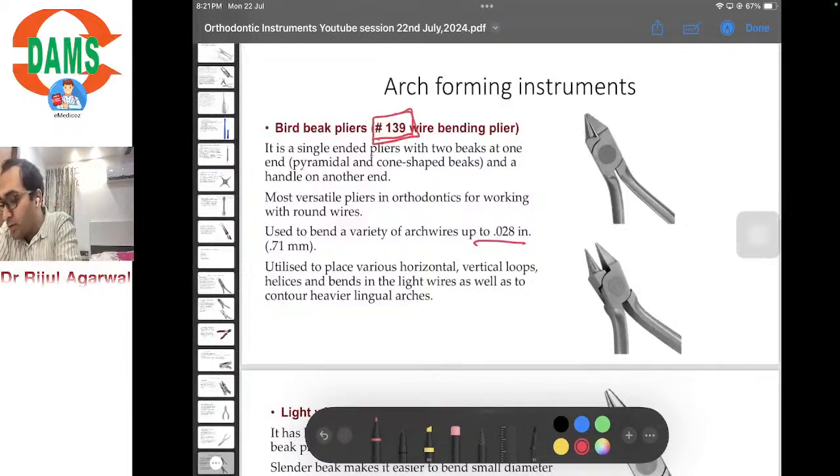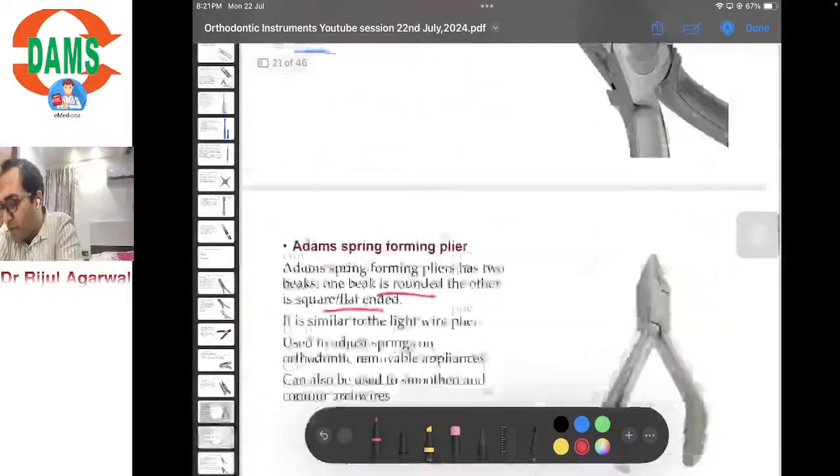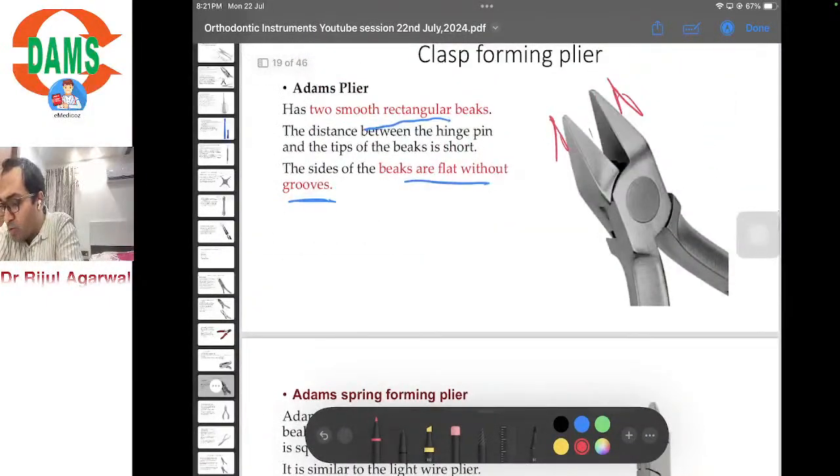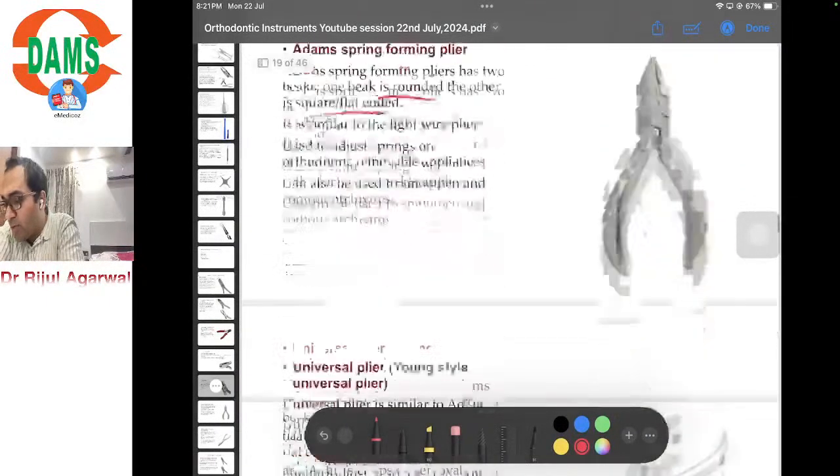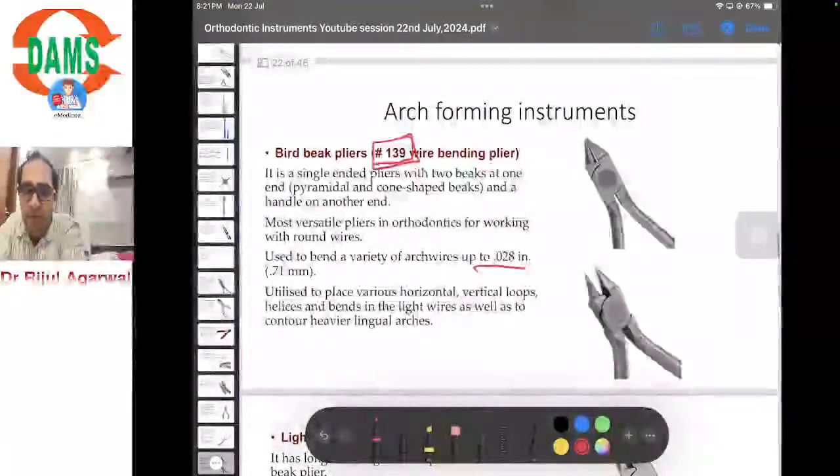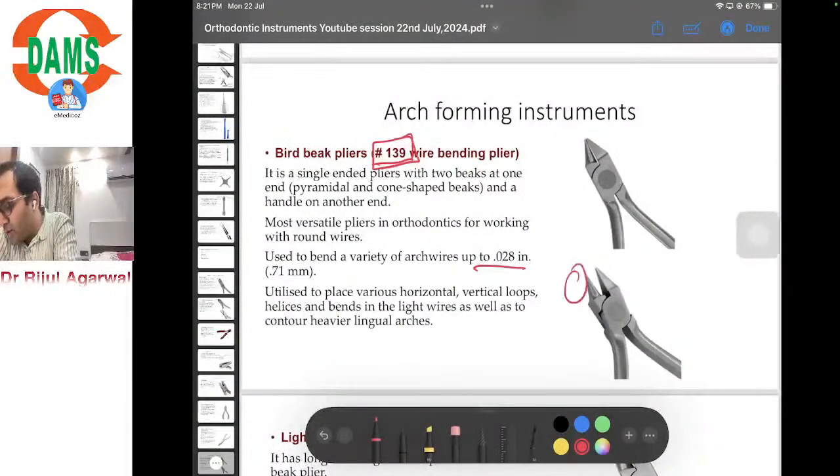So again, if we differentiate this from Adams, which has two smooth and rectangular beaks, the bird beak plier has one rounded end and one pointed end. So one is pyramidal and another is cone shaped beak. Students, again I am highlighting, इनकी beak के shape पे बिल्कुल ध्यान रखना है, because that's the only way they will help you in differentiating these pliers.